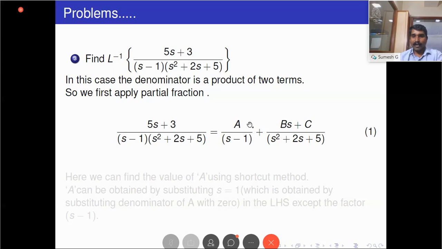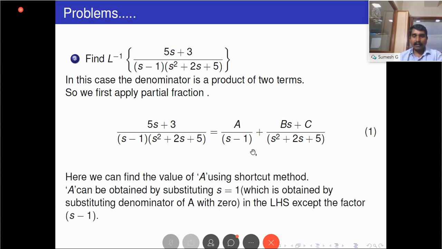And some coefficients can be found by shortcut method. Coefficients of non-repeated first degree terms can be directly found by shortcut method. So here s minus 1 is a non-repeated first degree term, so we can find the value of A using shortcut method. B and C are coefficients corresponding to a second degree term, which cannot be found using shortcut method.